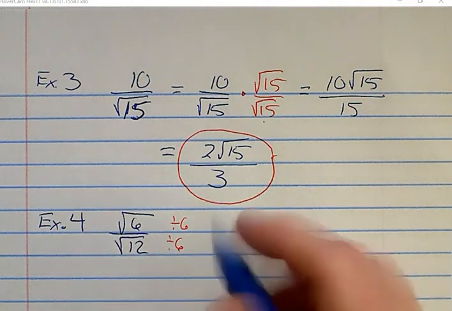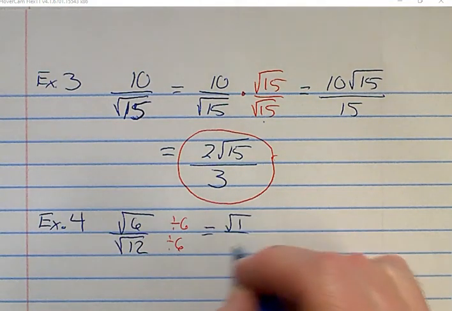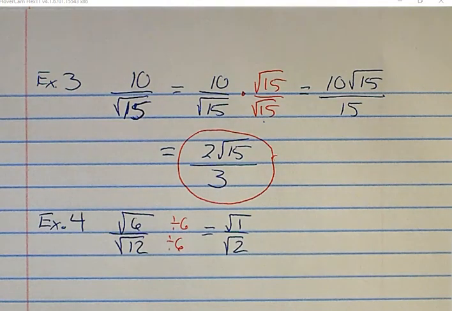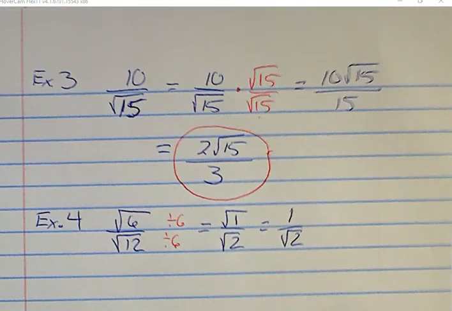Divide them both by 6, you're going to make that square root of 1 over square root of 2. But what's the square root of 1? It's just 1, right? So really that's 1 over square root of 2. So this is really the number we need to rationalize. We've got 1 over square root of 2, now let's rationalize that thing.